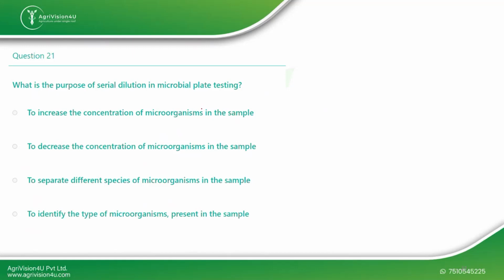Now, what is the purpose of serial dilution in microbial plate testing? To decrease the concentration of microorganisms in the sample, this is the primary purpose of serial dilution. Suppose in one test tube you have 9 ml of solvent and 1 ml of your sample. Then in the next test tube, you take 1 ml from this and add that to 9 ml. You continue this, so your concentration is going to decrease. So the purpose of serial dilution is to decrease the concentration of microorganisms in the sample. This is the correct answer.